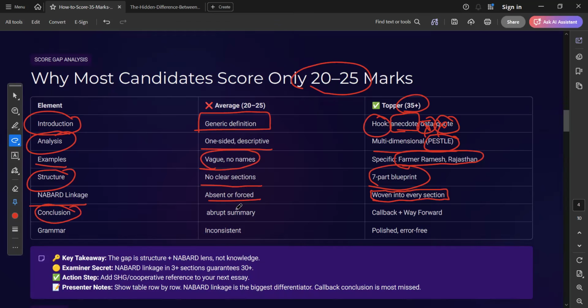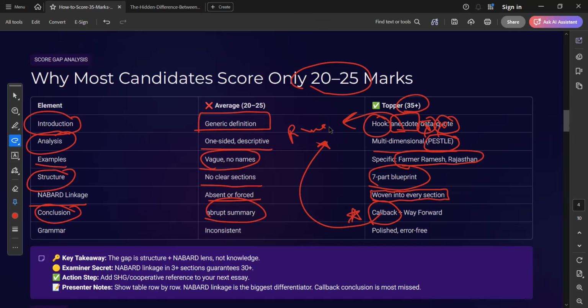Then comes the conclusion. So there is an abrupt summary, there are no linkages. This is where magic happens. This is what I use: the callback technique. In the conclusion, in a certain line, if, let us say, in the anecdote I have used the name Farmer Ramesh, then in the callback I'll again use the name Farmer Ramesh so that the examiner will feel, oh, this person has linked it to the anecdote, and he will again be reminded of the introduction I have given.